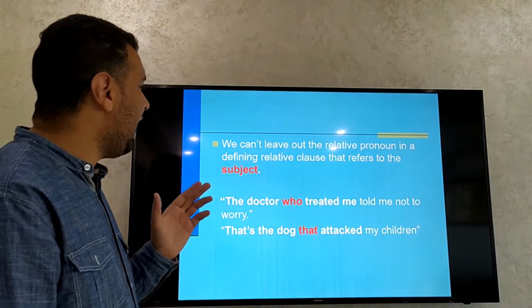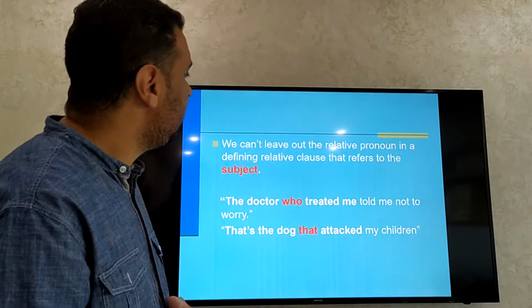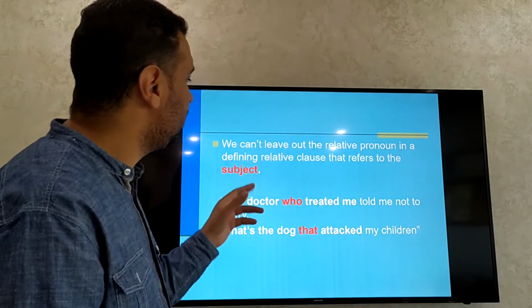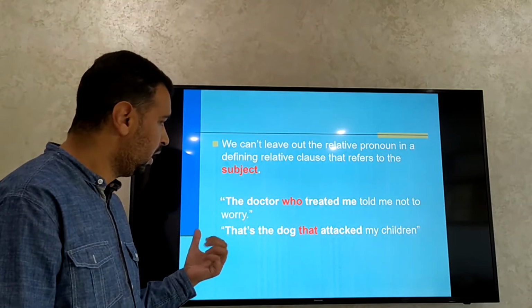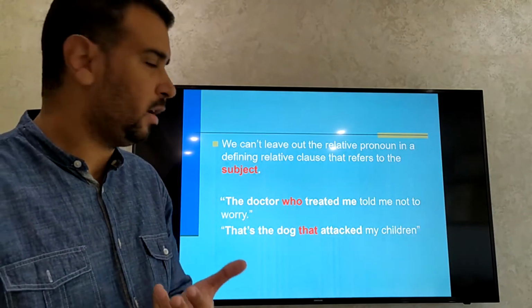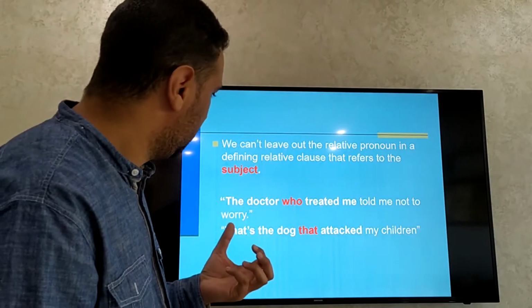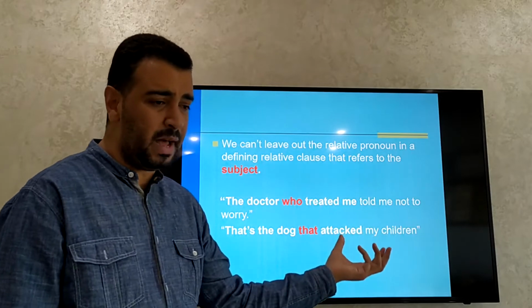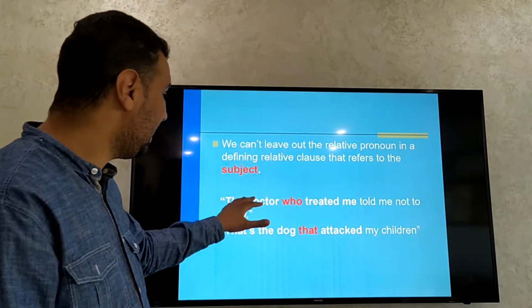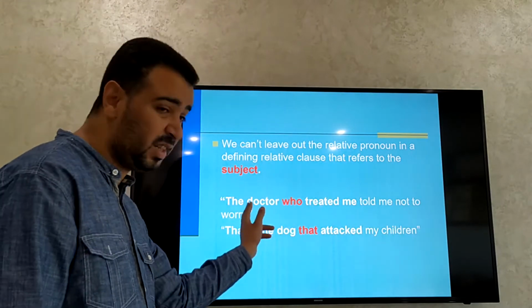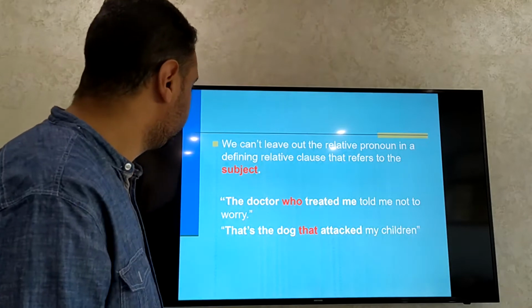We can't leave out, I mean drop, omit, delete, the relative pronoun in a defining relative clause that refers to the subject. Let's check out these examples. The doctor who treated me told me not to worry. So the doctor treated somebody. The doctor treated me. So I am the object and the doctor is the subject. And who refers to the subject? So it is impossible to omit it or leave it out.